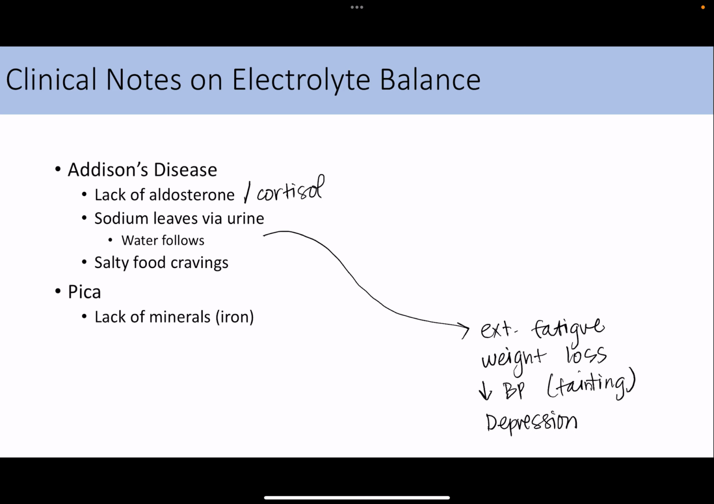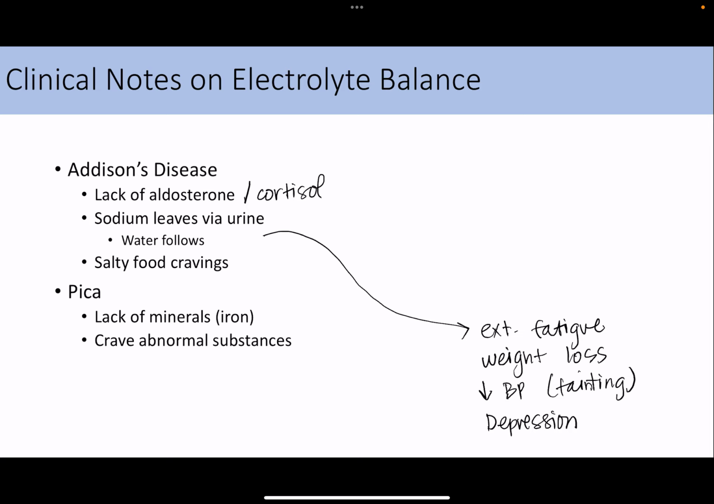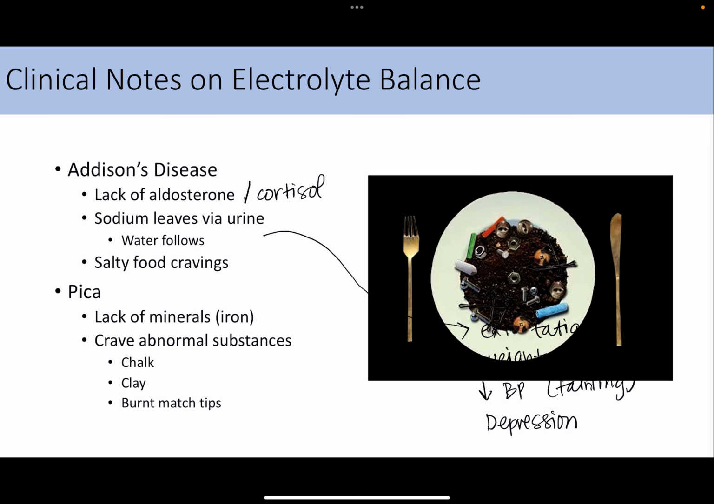All right, pica is another disorder involving salt or electrolyte, more specifically. It's usually caused by a lack of minerals. The usual culprit is usually iron. You're lacking iron, but it can be a number of other minerals. It makes you crave abnormal substances. Does anybody still need those? No. Okay. It makes you crave abnormal substances like chalk, like clay, like burnt match tips. Also could be dried paint.